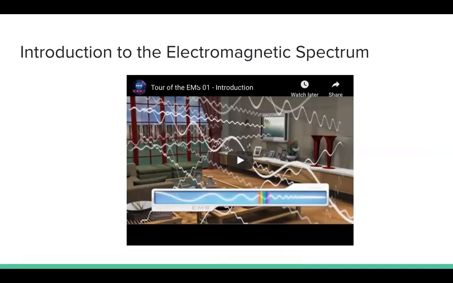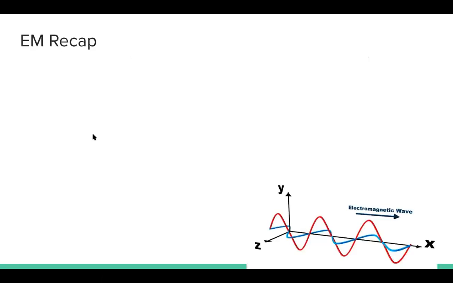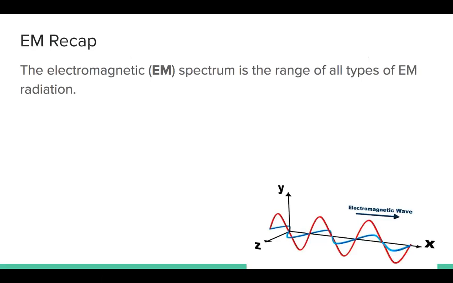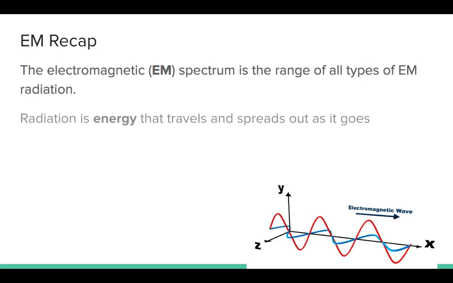This is a nice video of an introduction to this, and you'll also have access to short videos from NASA for each of the 7 types of waves throughout this presentation. So a couple things to recap if you have watched that video or if you've learned about this before. The range of all types of EM radiation is the electromagnetic spectrum.